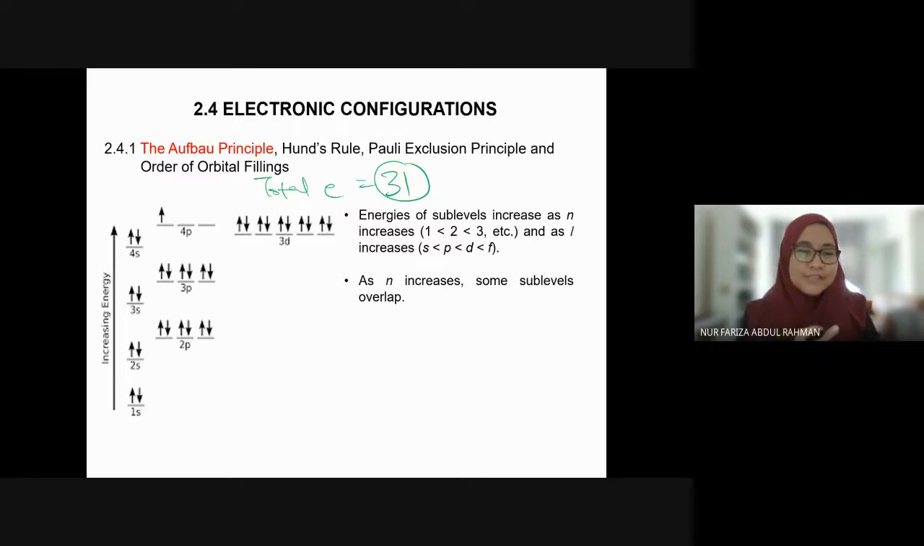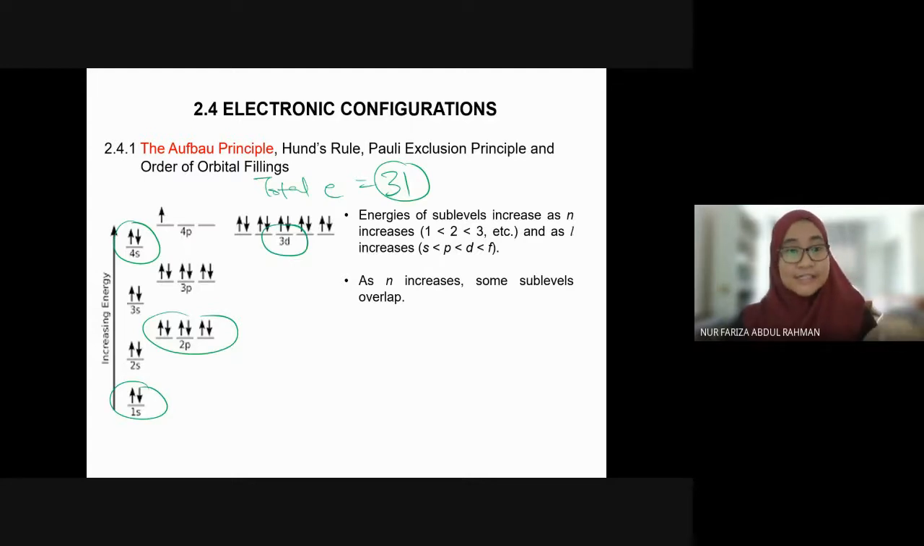Okay, so Aufbau said you have to fill up starting from the lowest energy and then building up to the highest. Okay, so that's why ada 1S, dah penuh baru masuk 2S and then 2P. Sebab apa? As you can see, this is the energy level. So 1S is the lowest and then followed by 2S and then 2P and then 3S, okay, and then 3P. Nampak tak ni? 4S and 3D.